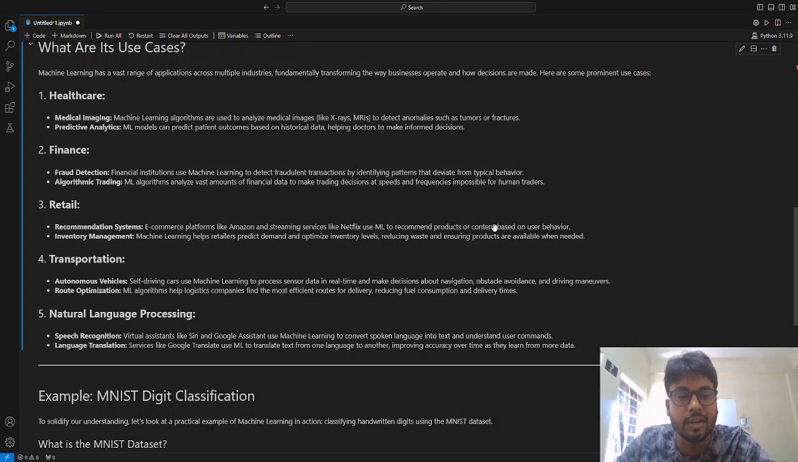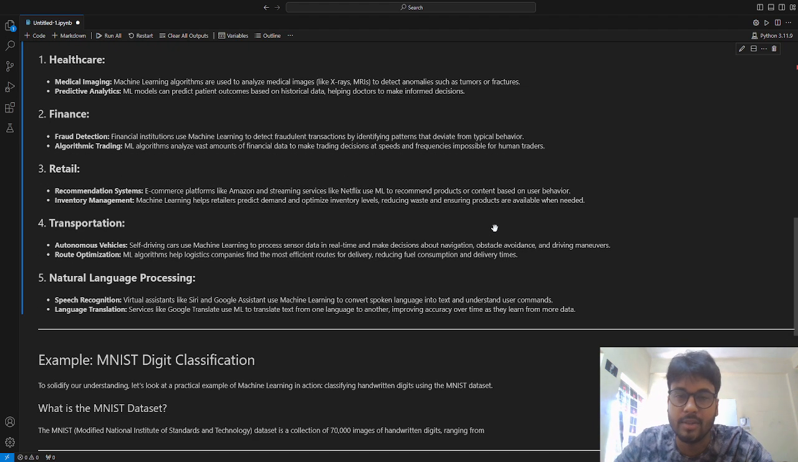Then you have retail, with recommendation systems. As we all know, on Amazon and YouTube, the content being suggested to us is dependent on our viewing habits, on what kind of content we like. That is entirely managed by a recommendation system, which is a complete application of machine learning algorithms. Then we have transportation, with route optimization. Then finally, we have natural language processing.